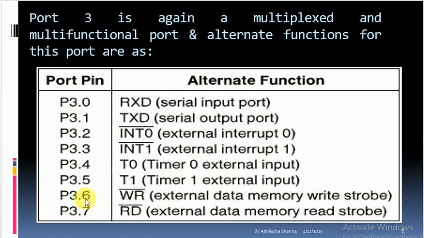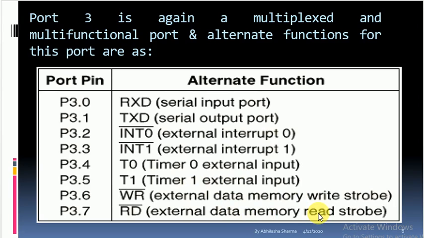P3.6 is used as the write signal. What do we mean by the write signal? It means external data memory write strobe. And P3.7 is used as the read signal. It means external data memory read strobe. So again the question is, if it is used for external data memory write or read, what about the internal data write or read?